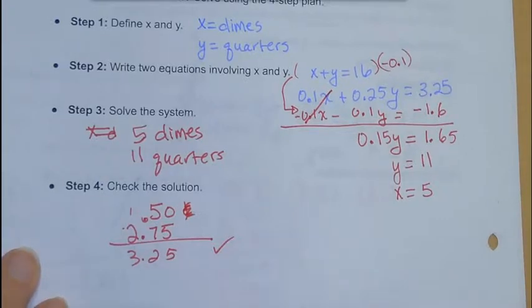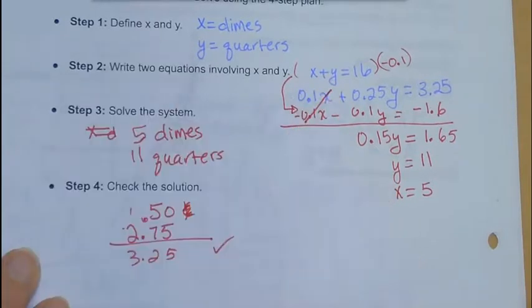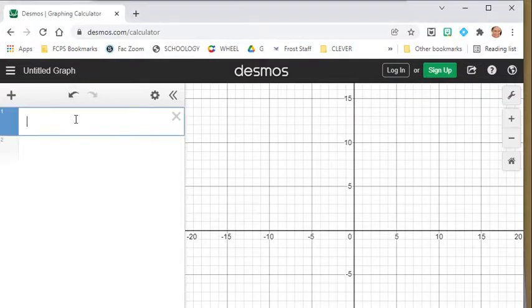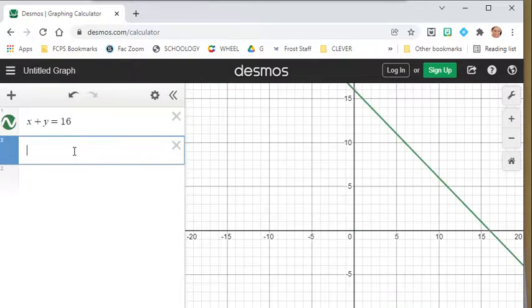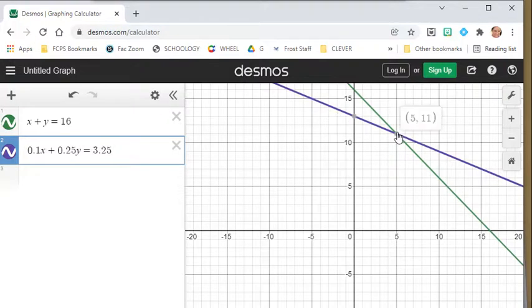But we're also going to check this using our 2 equations that we came up with right here, and we're going to plug those into Desmos. So here's our handy Desmos. We're going to plug in the first equation we came up with, which is x plus y equals 16. And our next equation was 0.1x, that's our dimes, plus 0.25y, that's our quarters, has to equal a total of $3.25. So I now have 2 equations that I can see the intersection for, and I hover over that dot, and it tells me that my ordered pair is 5, 11. That means x equals 5 and y equals 11. And I was asked how many coins of each type I have. I have 5 dimes and I have 11 quarters.